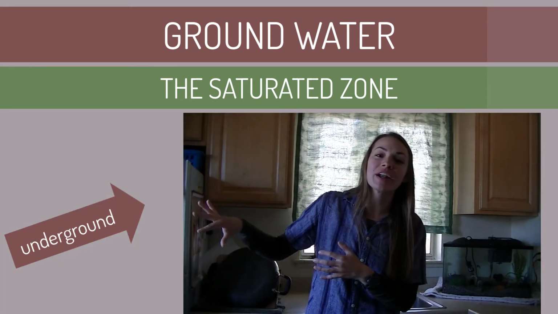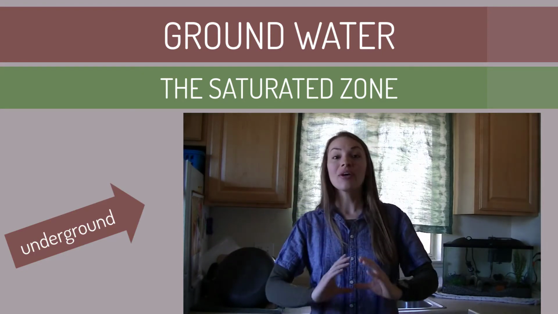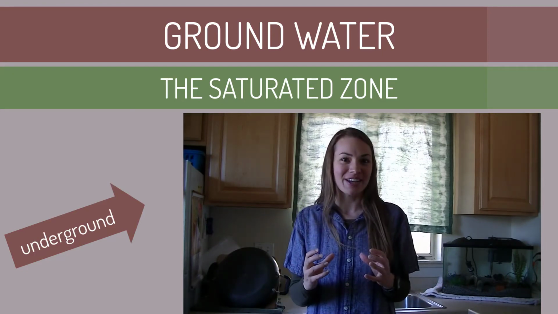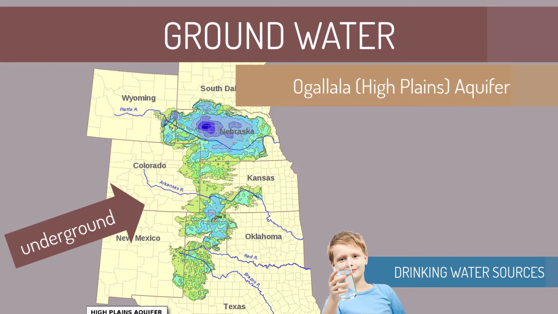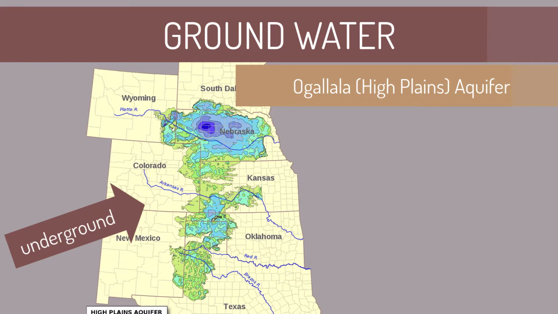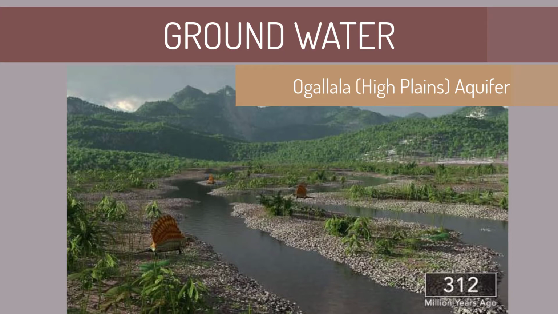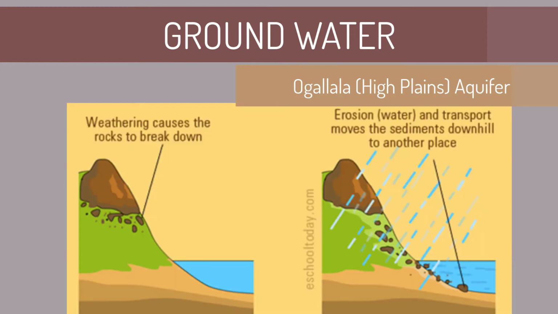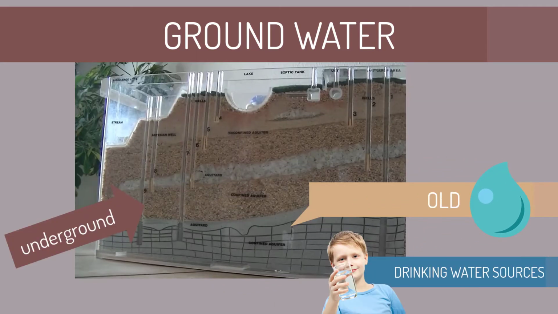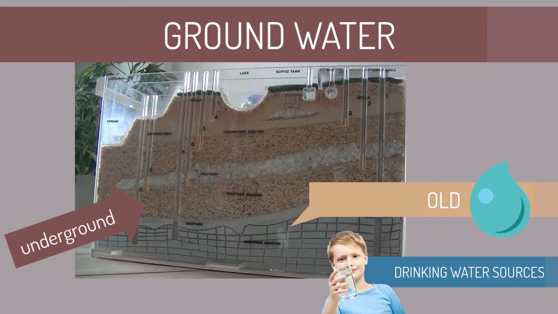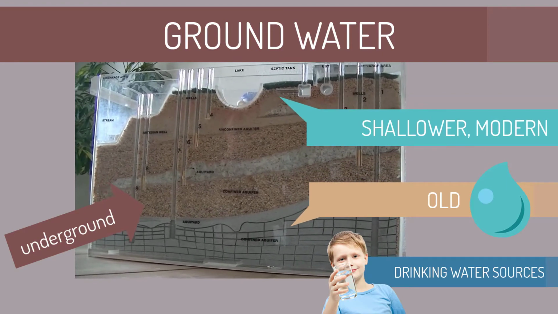Away from surface water, a disconnected underground aquifer soaks the saturated zone. The Ogallala High Plains Aquifer is an underground pocket of water. How did that form? Millions of years ago, this water flowed in river valleys, and sediment eroded from the Rocky Mountains and covered that water over top. That's why the fresh water is under sediment today. It's still millions of years old, and generally, old water is cleaner than our shallower modern water.